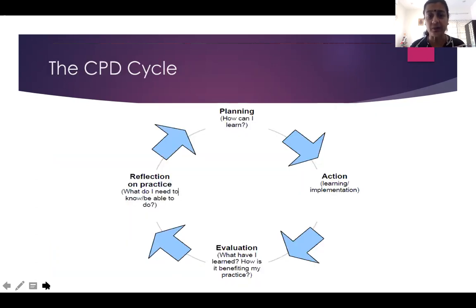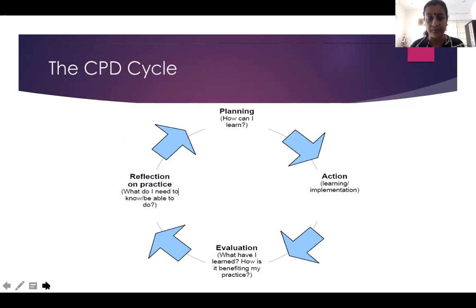So the CPD cycle basically starts from identifying your objectives and planning how you will learn. Then once you have identified, you actually learn it and implement it. From that, it is very important that you reflect and evaluate. What have I learned? How is it going to benefit my practice?